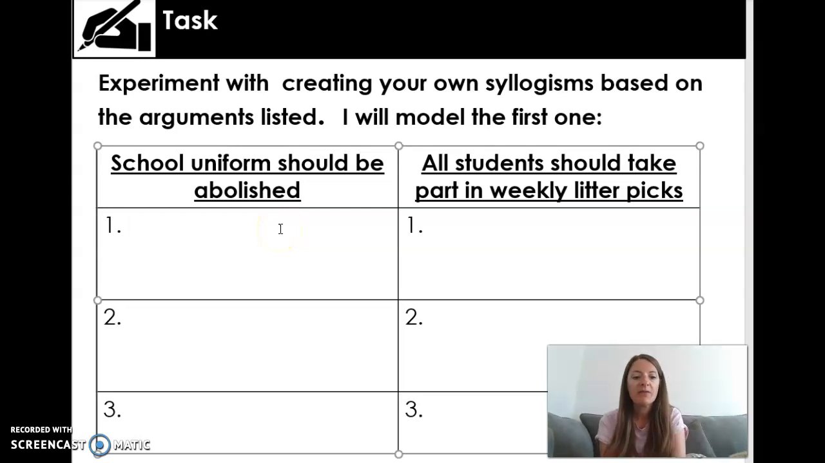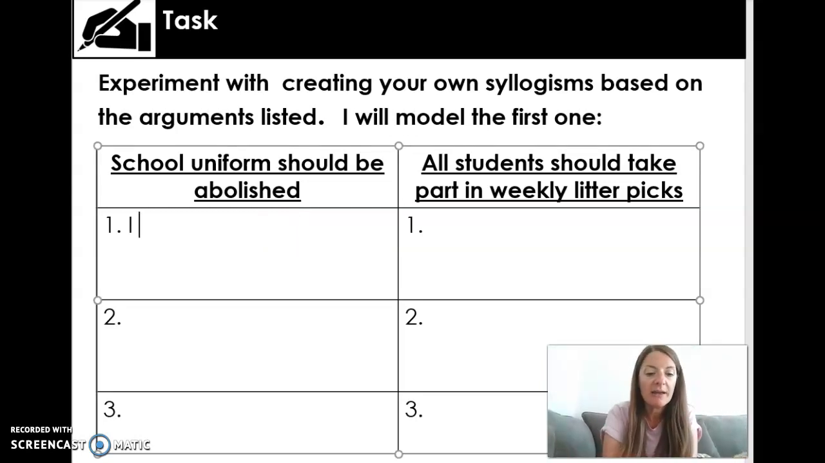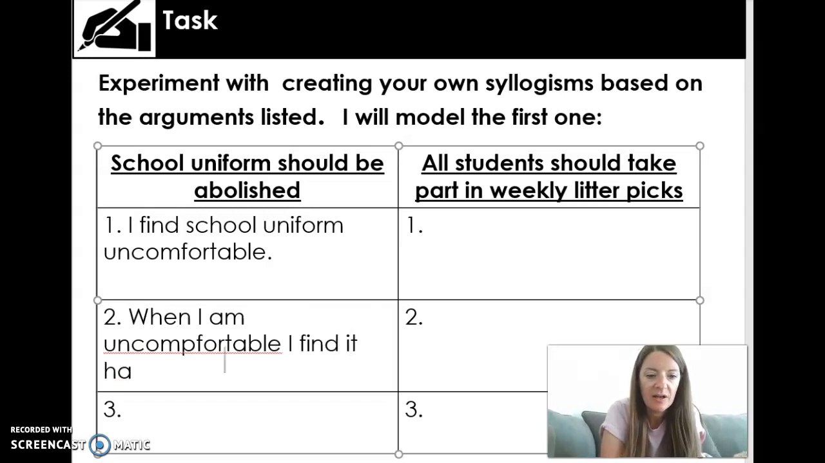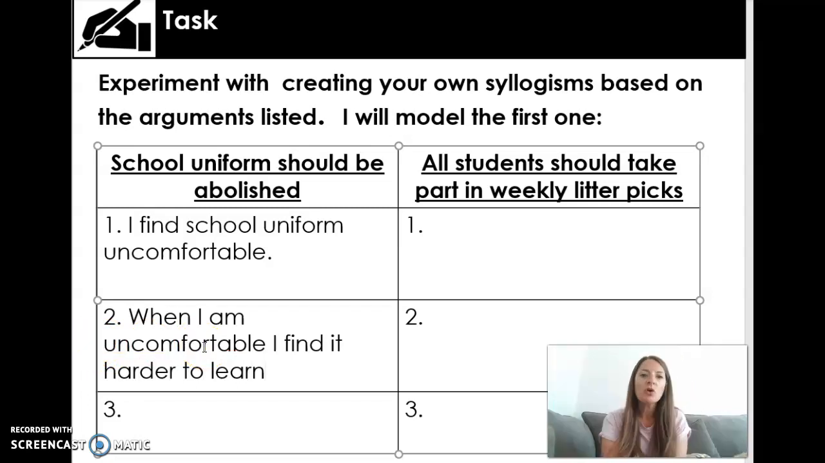So I could say, for my first fact, I find school uniform uncomfortable. When I am uncomfortable, I find it harder to learn. Just correct that little typo there. So I've got two statements which I'm saying are facts. They're not strictly speaking facts, but they count for this. I find school uniform uncomfortable. When I am uncomfortable, I find it harder to learn.